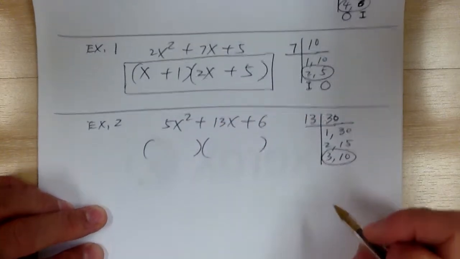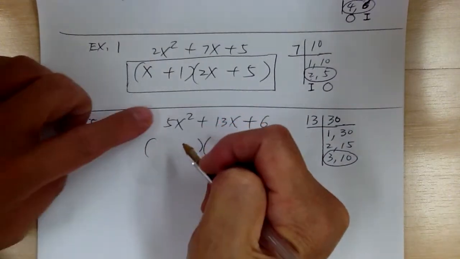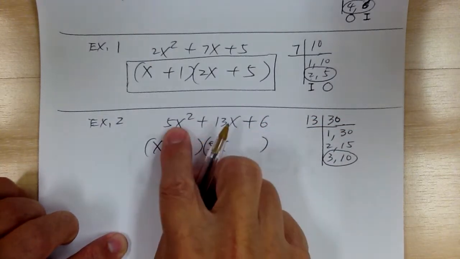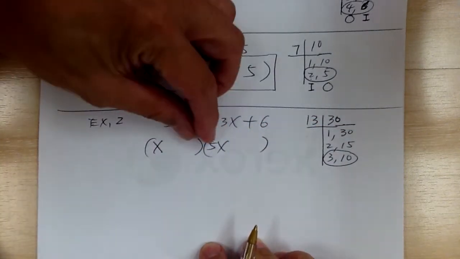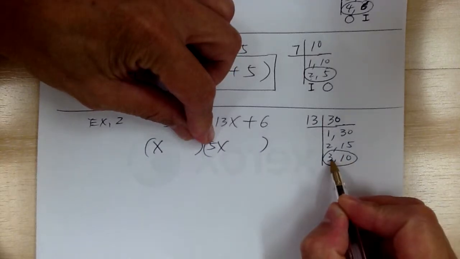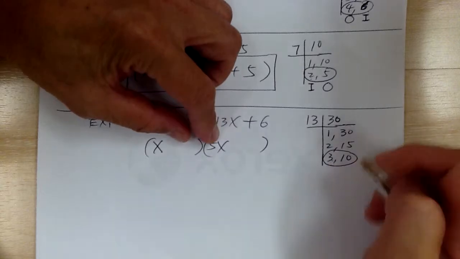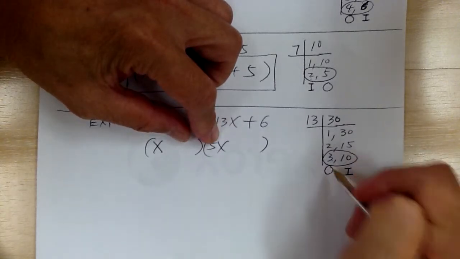Okay, so get two sets of parentheses. You have to undo the F, so you can start with the lowest and the highest. X times 5x gives you 5x squared. Now you have to figure out the inside. Can this be the inside? No, 5 times something will not give you the 3. So this cannot be the inside. That means this must be the inside, and this must be the outside.